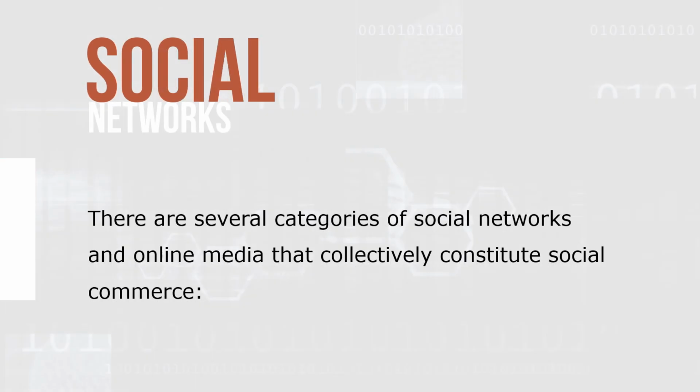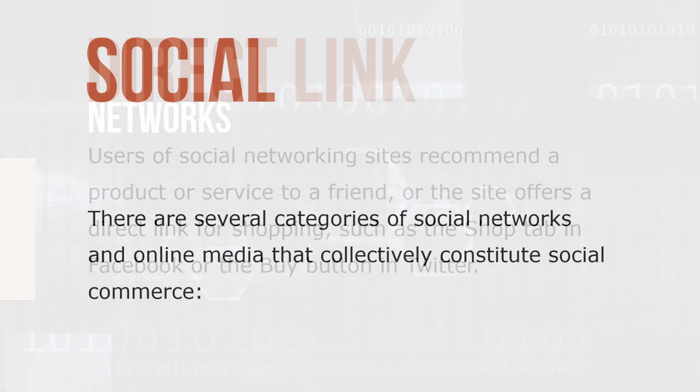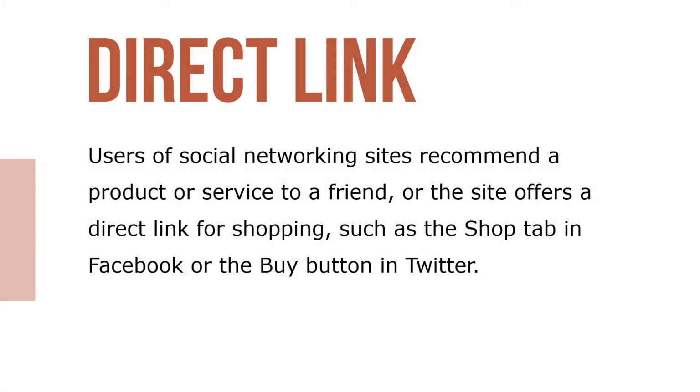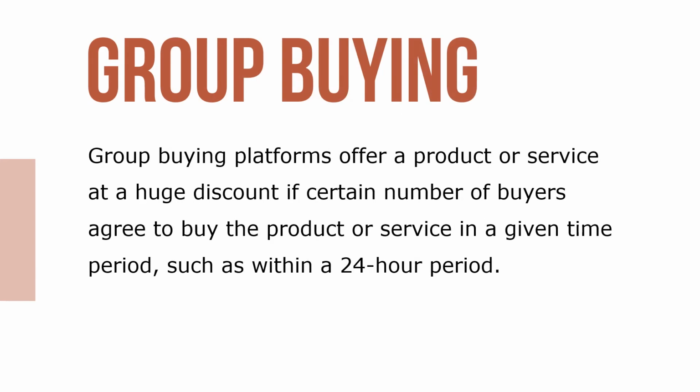There are several categories of social networks and online media that collectively constitute social commerce. Users of social networking sites recommend a product or service to a friend, or the site offers a direct link for shopping, such as the Shop tab in Facebook or the Buy button in Twitter. Group buying platforms offer a product or service at a huge discount if a certain number of buyers agree to buy the product or service in a given time period, such as within 24 hours.